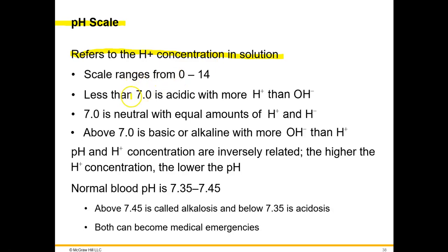Okay, so if the pH is less than 7, it's going to have more H+ than OH-. If the pH is 7, it will have equal amounts of H+ and OH-. And if it's above 7, that should be an O there. Sorry, that should have an O. If it's above 7, then it's going to be basic, or alkaline is another word for basic, and it will have more OH- than H+.